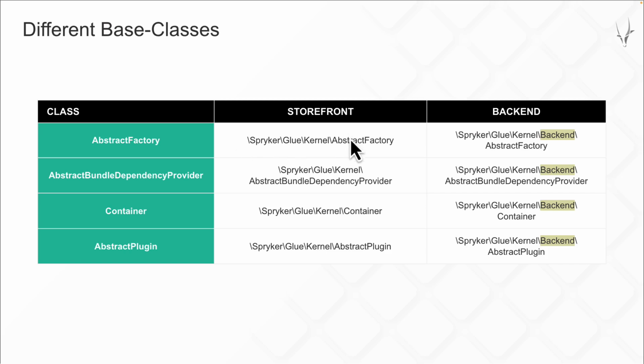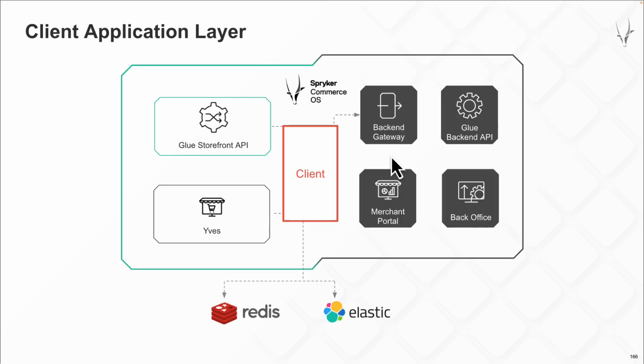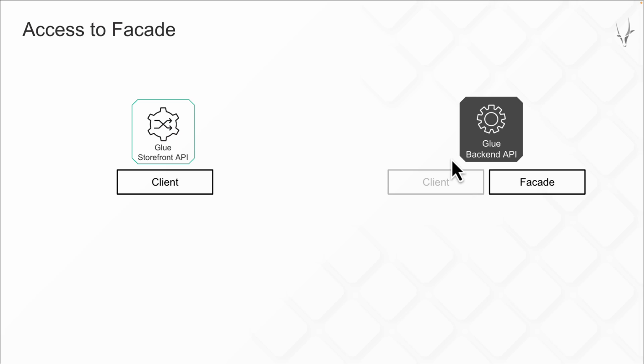As you can see here, for the storefront, we go from Kernel AbstractFactory and Kernel AbstractBundleDependencyProvider, and for the backend, you can see that we have the Backend namespace in the Kernel. For the dependency provider, the same thing. For Glue Storefront, we're going to use provideDependencies, and for the backend, we're going to use provideBackendDependencies. The storefront has to use the client to have access to the backend, and the Glue Backend API has direct access to the facade. So that's the main difference between the Backend API and the Storefront API.